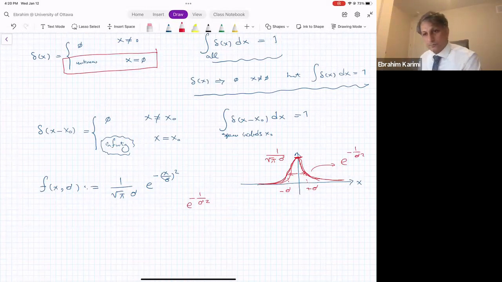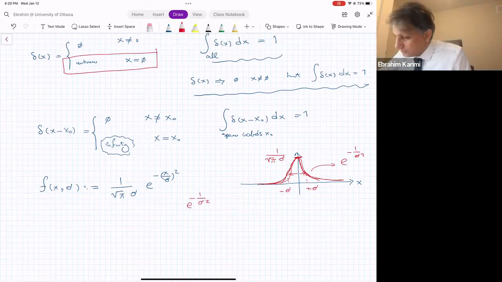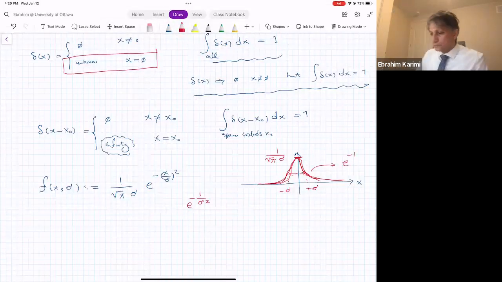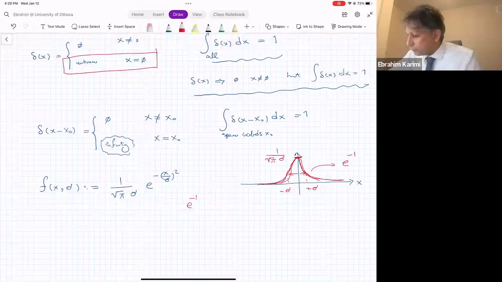You agree? If we set x to be equal to sigma, the sigma goes away. Oh, sorry, power minus 1, my bad. Exactly, that will be equal to e power of minus 1. Yes. So then here it will be 1 divided by e of the maximum of the function.